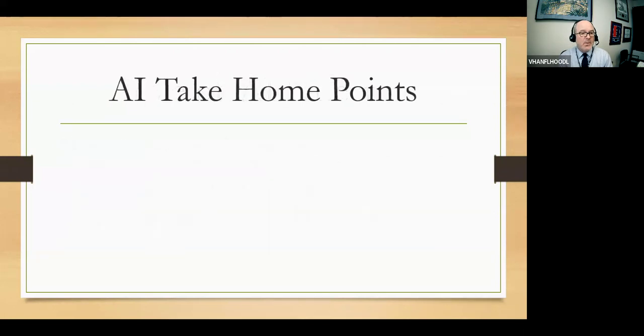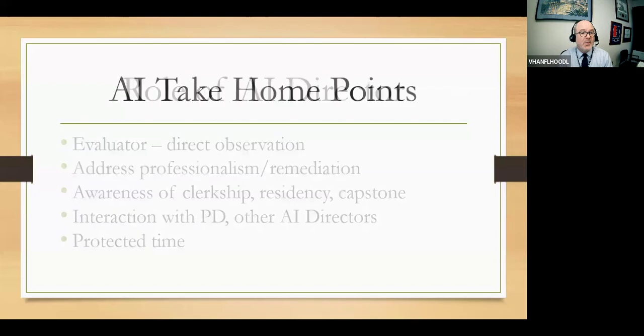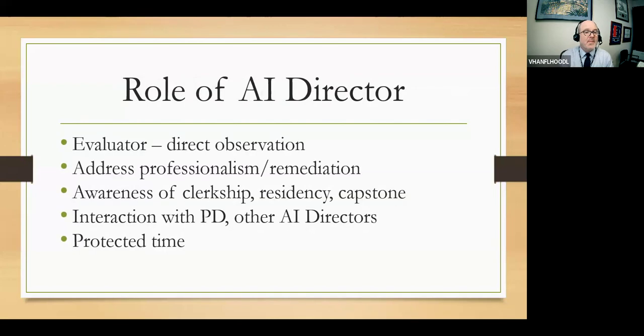I'm going to go through these quickly because they touch on other subjects. One thing I would mention on that top bullet is the evaluator. So I see myself as a potential evaluator on the team. I've been asked to write letters for AIs, usually for a combination of things with other letter writers not turning out. But I do get direct observation with them. That's part of the reason I do the simulations. I can see how they think. I can see how they react under pressure. I think the other thing I would mention there is being prepared to address needs for remediation and professionalism.